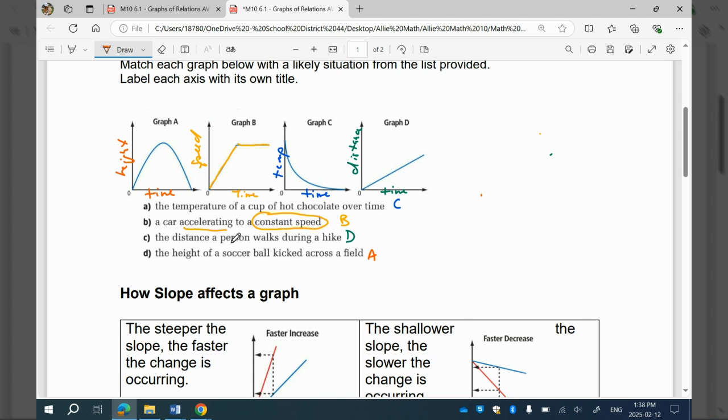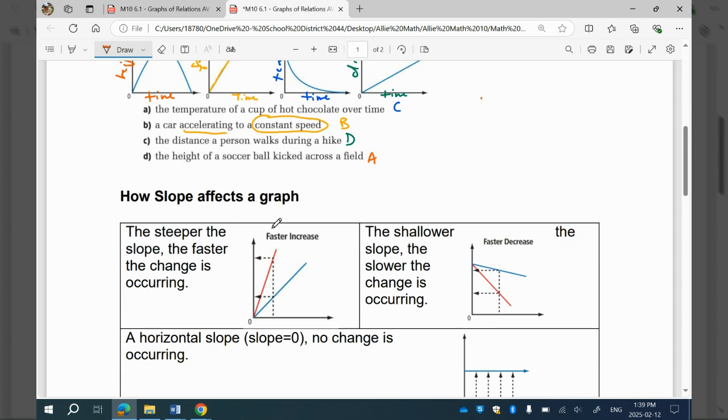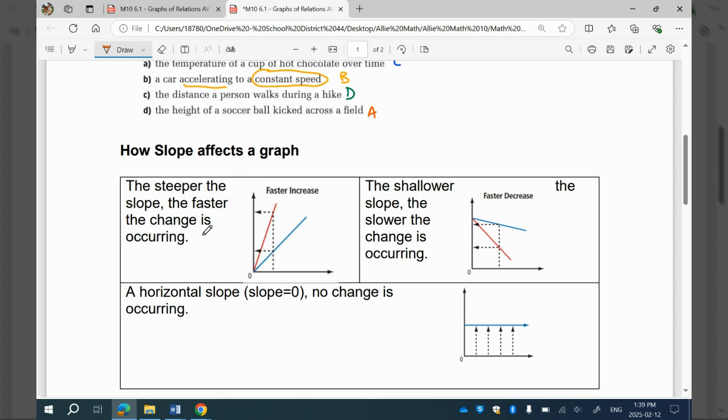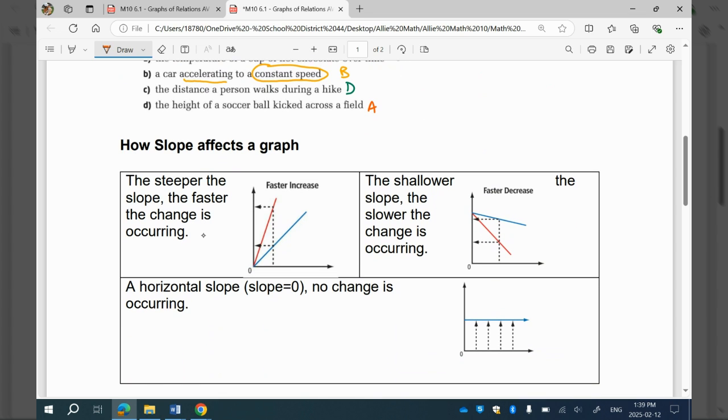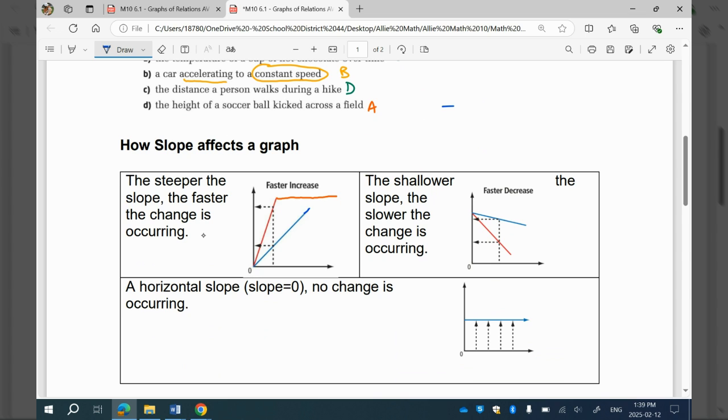Okay, so we made sense of these four situations and matched them to a graph. So you'd be doing some of that. Next, we have a little bit of information just about how slope affects a graph. So the steeper the slope, the faster the change is occurring. You can imagine if this were the car accelerating one, that if we accelerated to a flat rate, this car is accelerating quicker than if you say, let's extend this one, accelerated to the same speed. This one is accelerating much quicker than this one is. It's going faster over a shorter period of time.